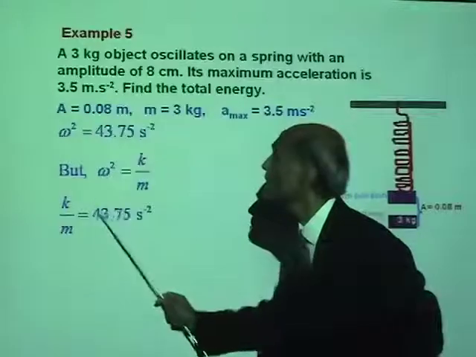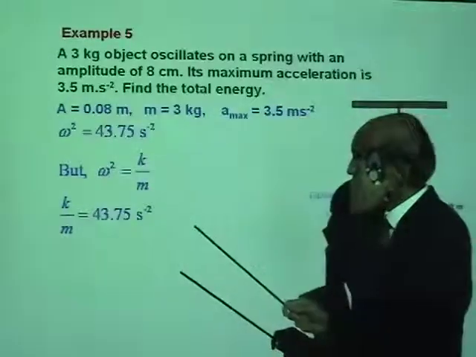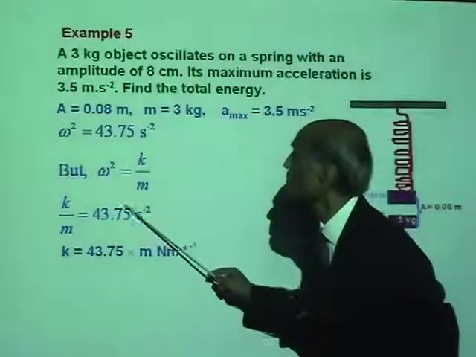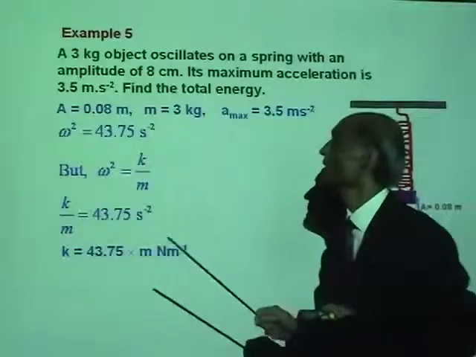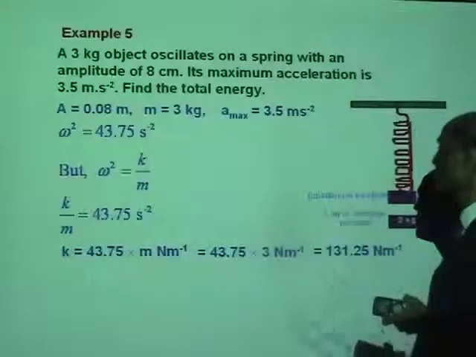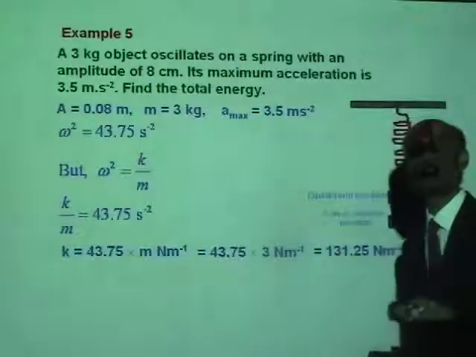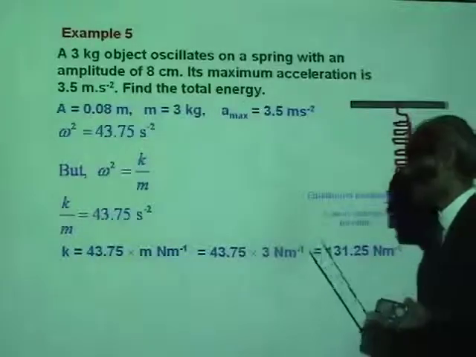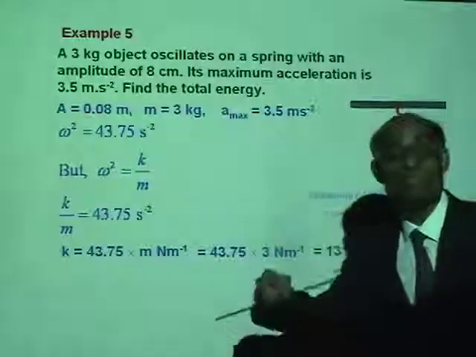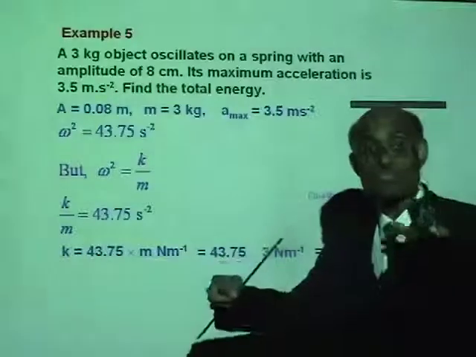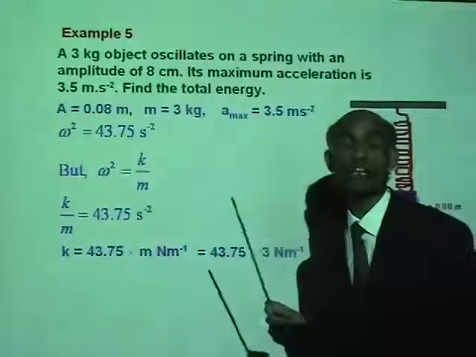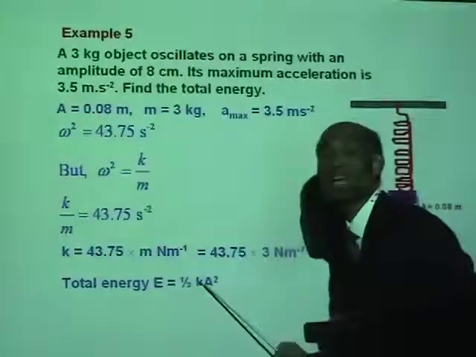K over M equal to omega squared, that is 43.75. That means K equal to 43.75 times M, and M is 3 kilogram. That gives you K equal to 131.25 Newton per meter. Well, you have now obtained the value of K. Now look at the path we took to find that value of K. You must be able to do this on your own. And once you have the value of K, we say the total energy is 1/2 Ka squared.